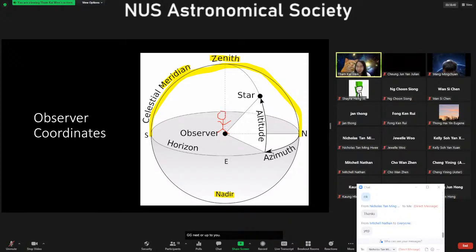And then back to how these observer coordinates work. The two coordinates are called altitude and azimuth, or alt-az for short. Altitude, as the name suggests, is how high the star is. Hence, it starts off from 0 at the horizon, all the way up to 90 at the zenith. Azimuth starts off from 0 degrees at the north and increases towards the east.